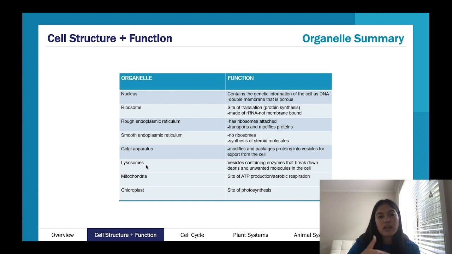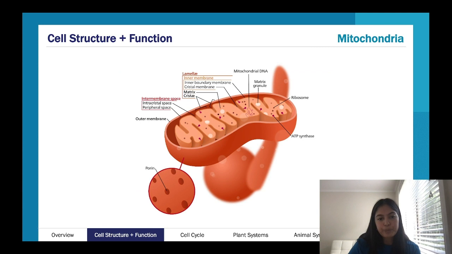Lysosomes are basically our rubbish bins, so your unwanted, useless stuff in the cell gets digested there. And then again, we've just discussed our mitochondria and chloroplast as well. There are more organelles that may be in your textbooks and that you may learn about in class that aren't covered here, but these are just some of the general important ones.